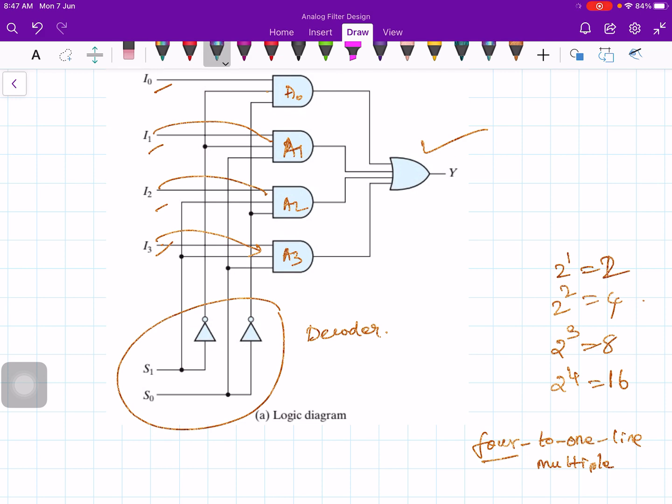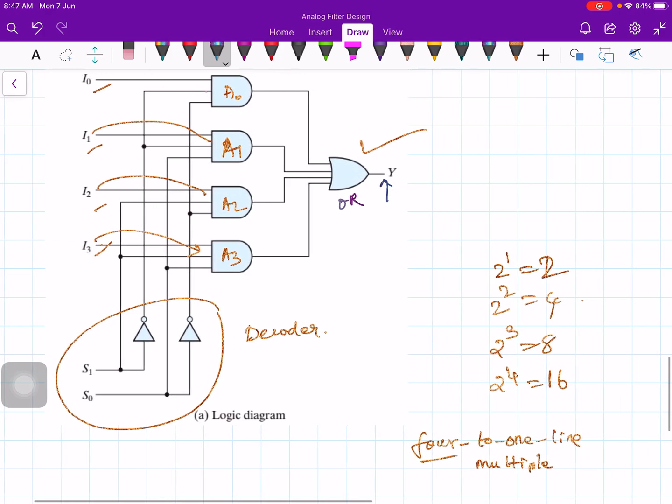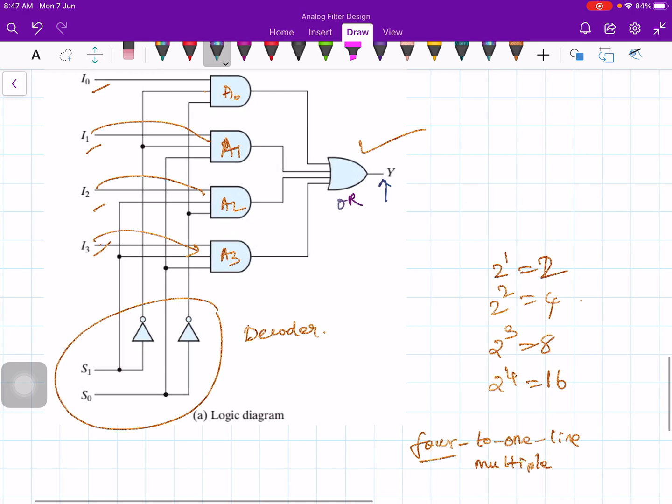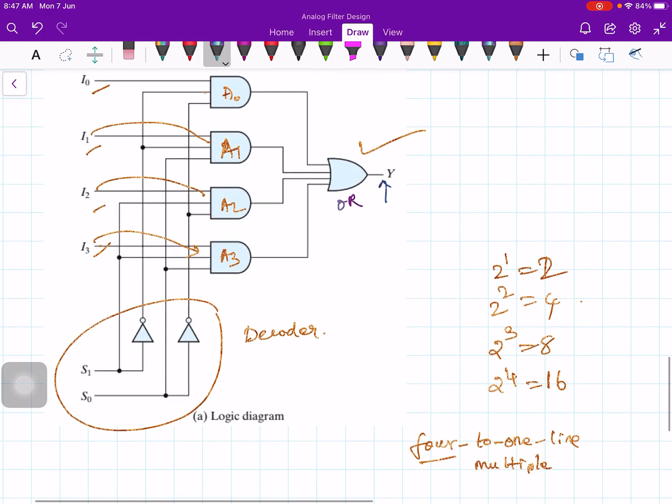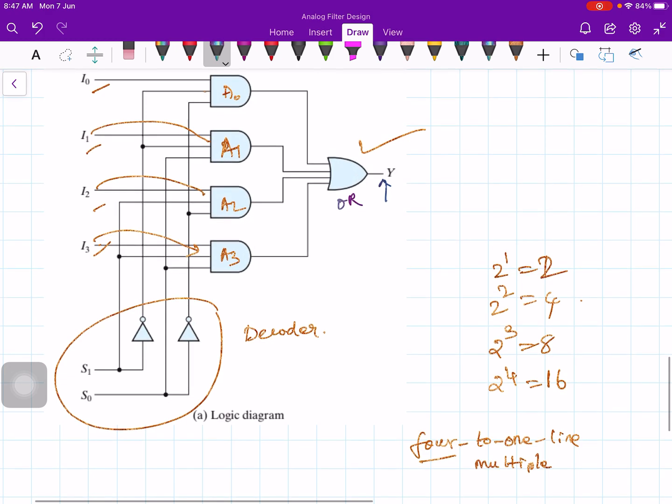That provides the one line output. So you just take a 4 input OR gate, and this is nothing but a single output. Now let us write down the function table for this. It's very simple to explain actually. Let me delete all this.